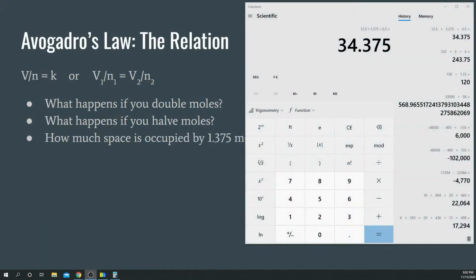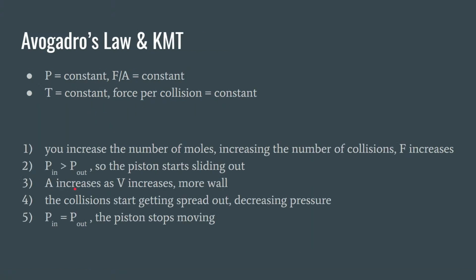So, now let's go ahead and do the KMT thing. Pressure is constant, so force over area is constant, but force and area can both change. Now, the temperature is constant, therefore the individual collisions aren't getting stronger. But when you change the number of moles, you're changing the number of collisions, so that will change the force. And of course, volume can change.